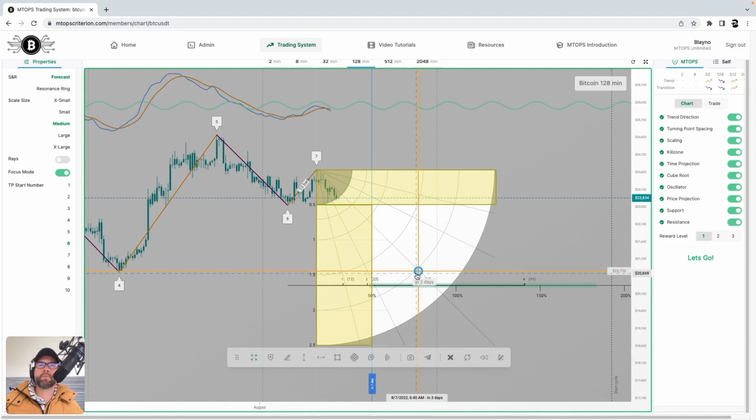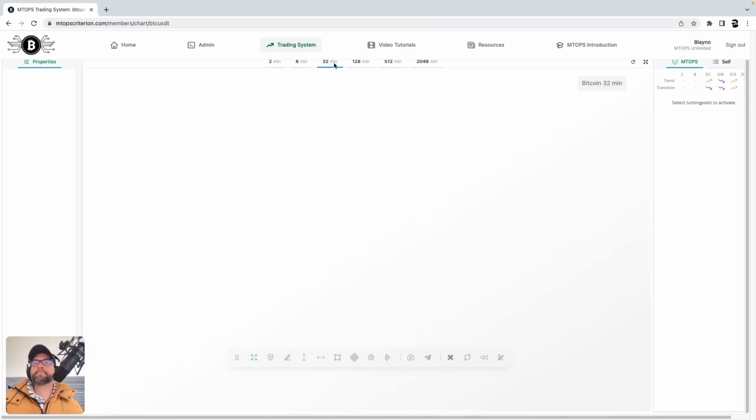So for the time being, I want to say that's where I want to suggest price is going to be, to around about 20,700 in 3 days. All right, so that's the one trade. Let's see if the lower frames agree there.